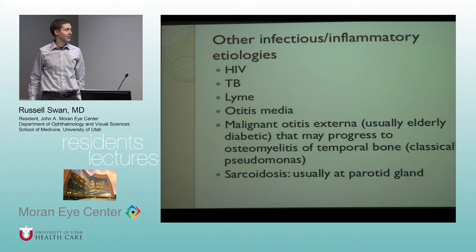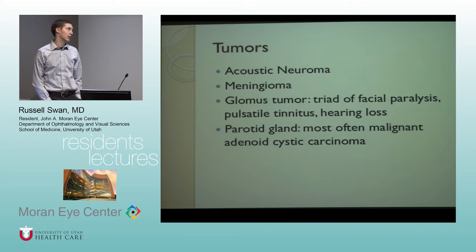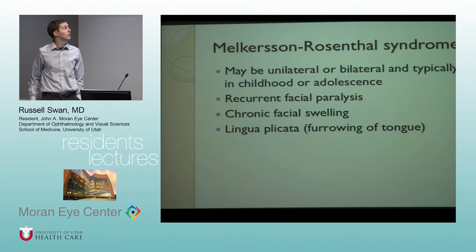And then sarcoidosis, usually an infiltrative process in the parotid gland. As Adam mentioned, as the facial nerve is emerging, it will pass through the parotid gland. So any pathology, whether it be infiltrative or a tumor compressive lesion, can affect the cranial nerve at that level. Speaking of tumors, acoustic neuromas would be at the CPA angle, meningioma anywhere along the tract but oftentimes associated with the temporal bone. Then glomus tumors and parotid gland tumors are the four most classic tumors affecting it.